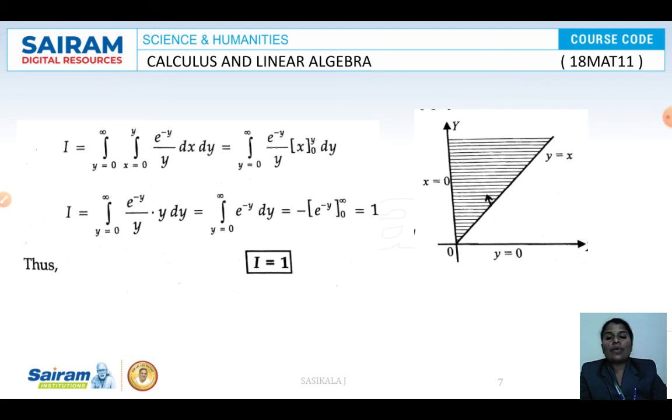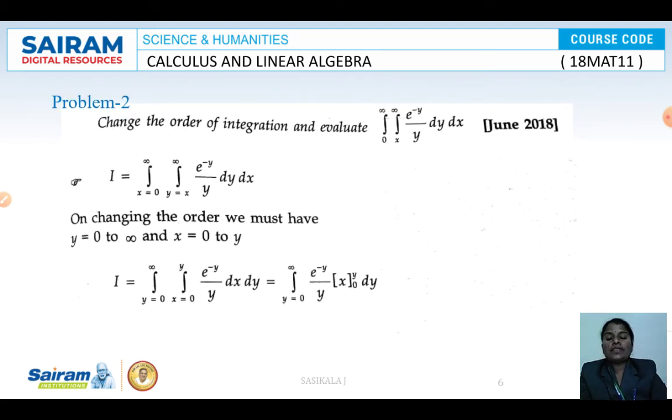So now you are going to convert the limits on changing the order. So y you have to convert to x, and x to y. Here x is equal to 0, y is also 0, and x is equal to infinity, y is also infinity. That's what has been written. Y varies from 0 to infinity from here by substituting it. Now next I need to find my x limit.